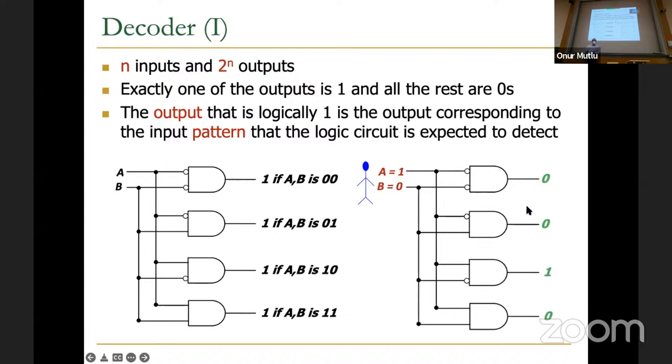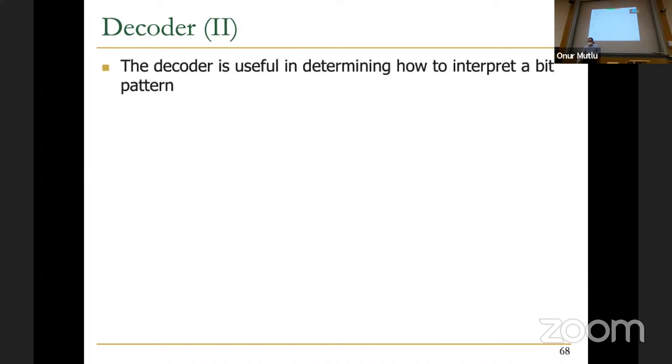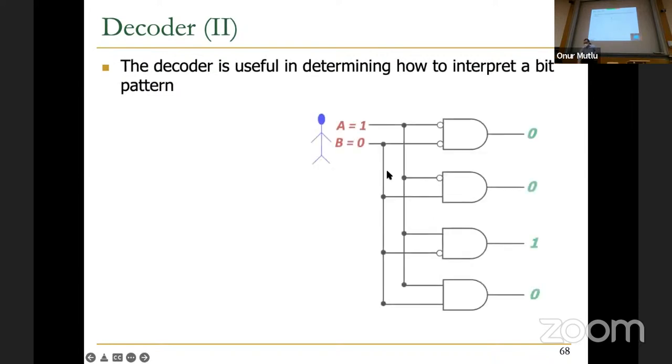So you may ask, what are we going to use this for? And we will see that. Basically, it's useful for determining how to interpret a bit pattern. When is this useful?